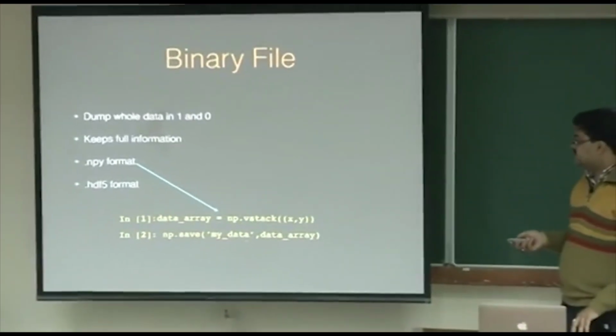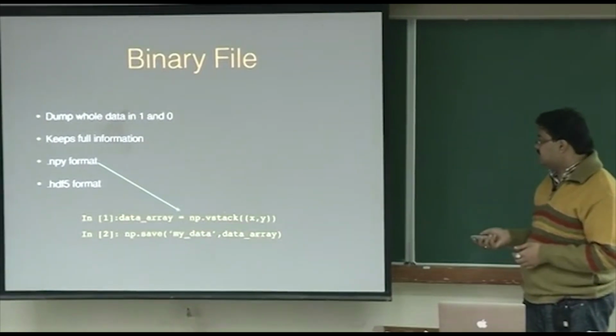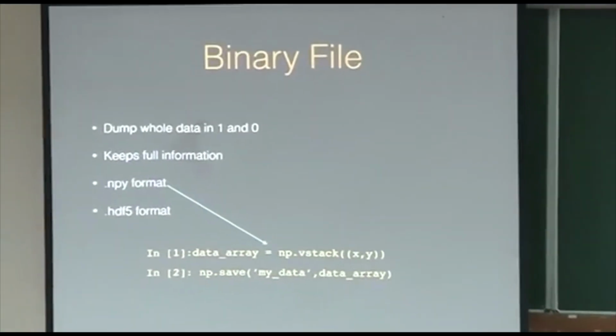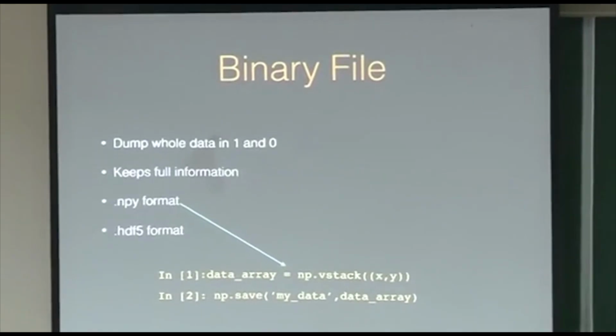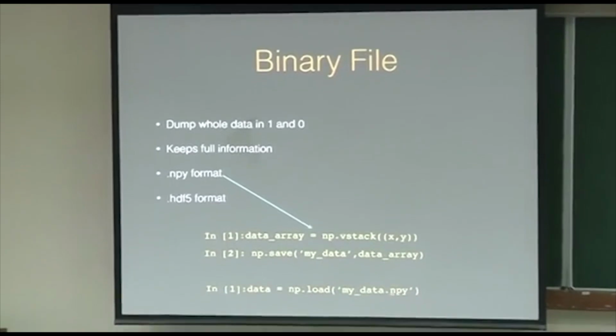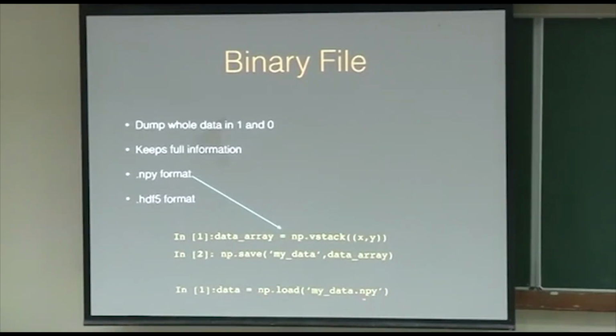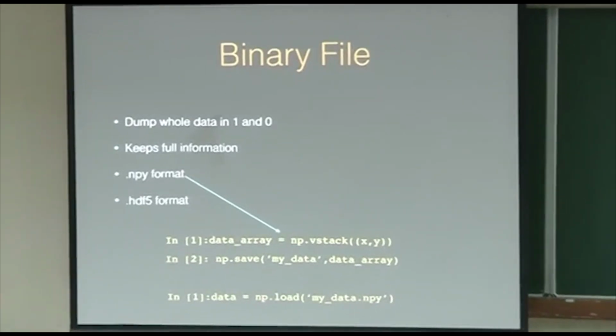Then save. So this is my data, you can keep any name, comma, data array. It will save this data array, and that's it. To load this data, you say data = np.load, my data, and the extension is .npy. It will take the array. So it's very easy compared to the ASCII .txt file.